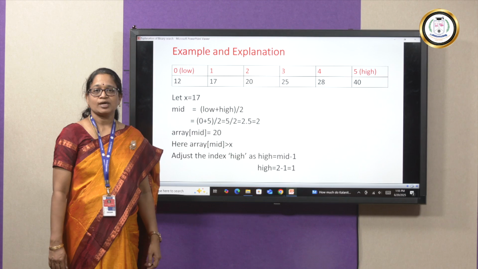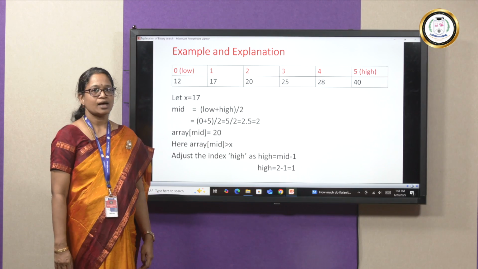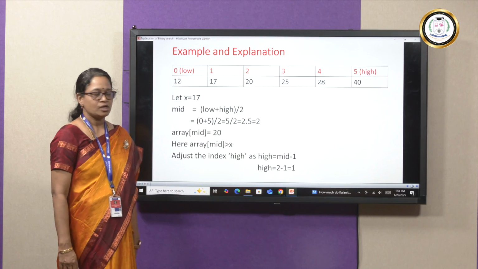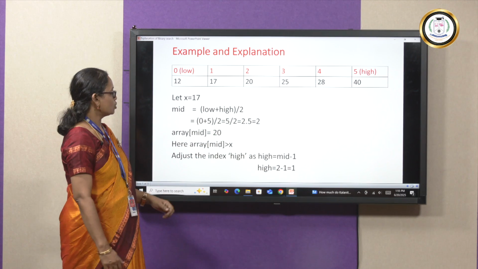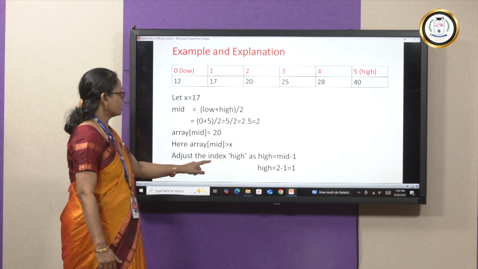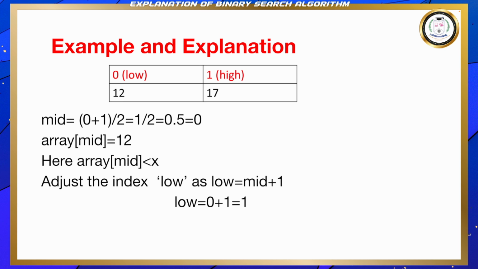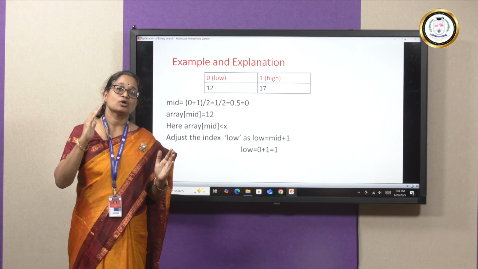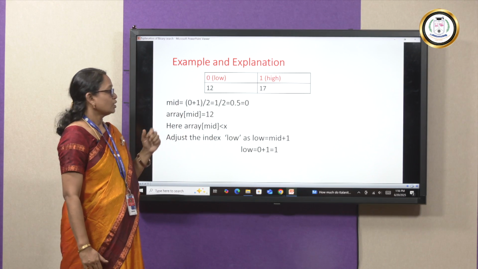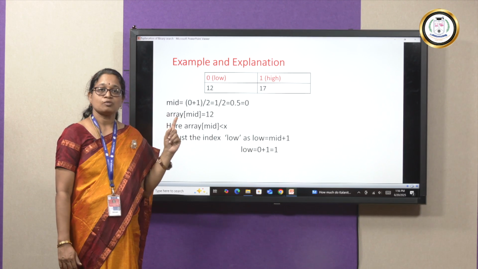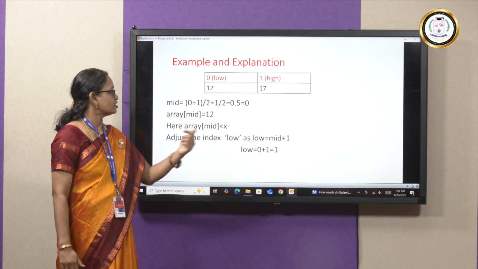So now we have to adjust the higher index as high equal to mid minus 1. Mid is 2, so 2 minus 1 is 1. So now our higher index is 1. So now we confine our searching process only in the left half. So we take only the first two elements, 0 and 1, as our searching range. The elements corresponding to these indices are 12 and 17.